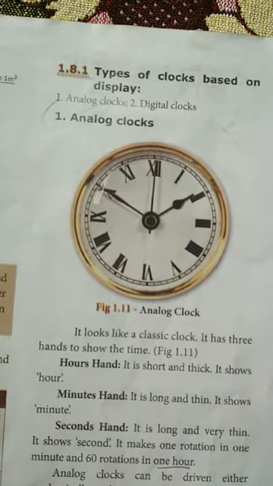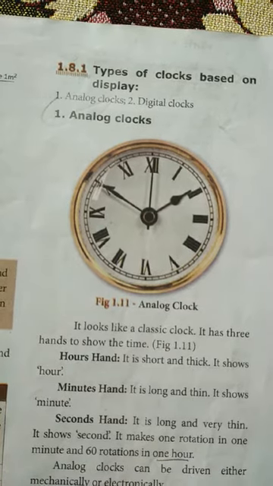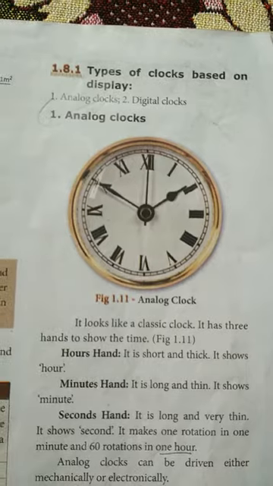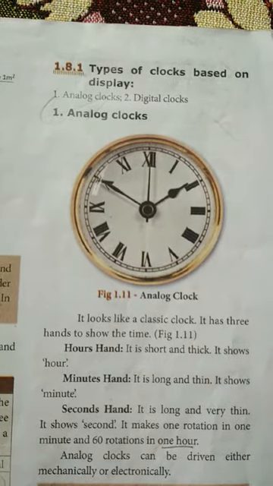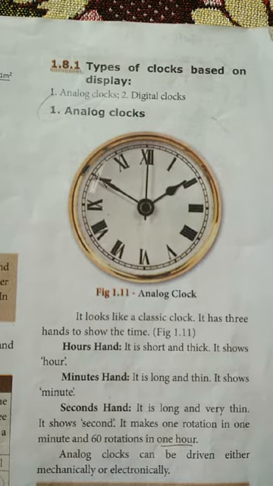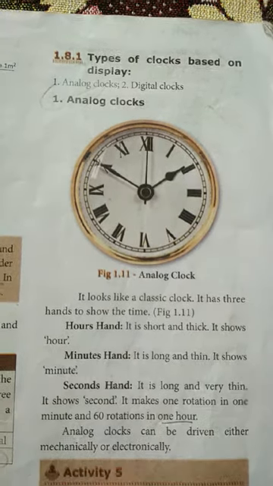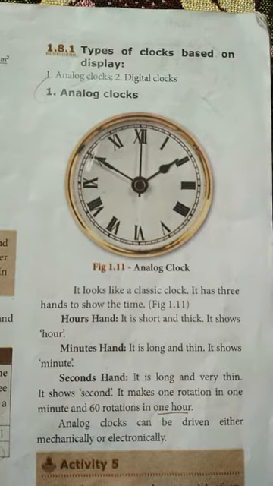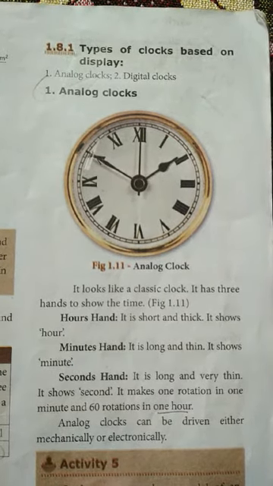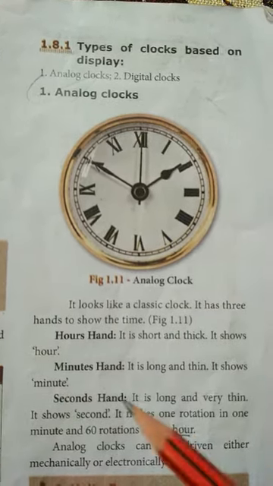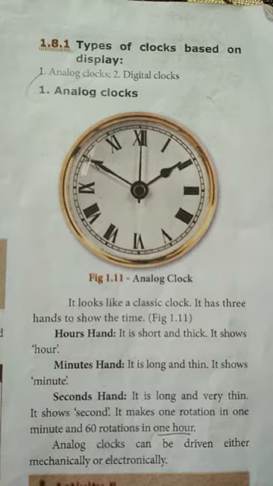Now we are going to discuss types of clocks based on the display. Based on the display, clocks are divided into two types. One is the analog clock, the second is the digital clock. These two are based on how the time is displayed. First we are going to see analog clocks. It looks like a classic clock.